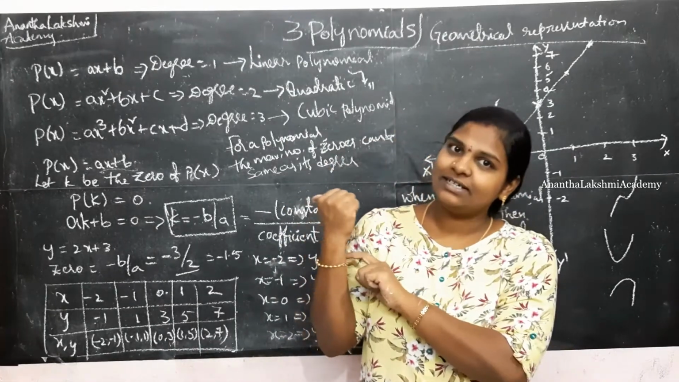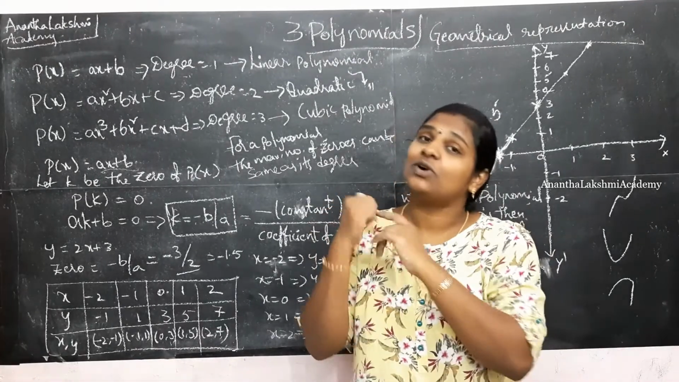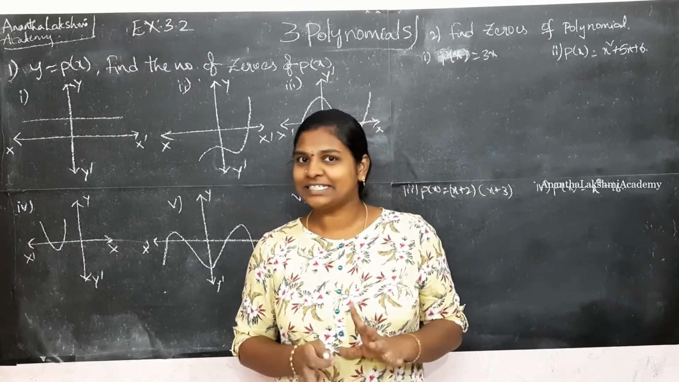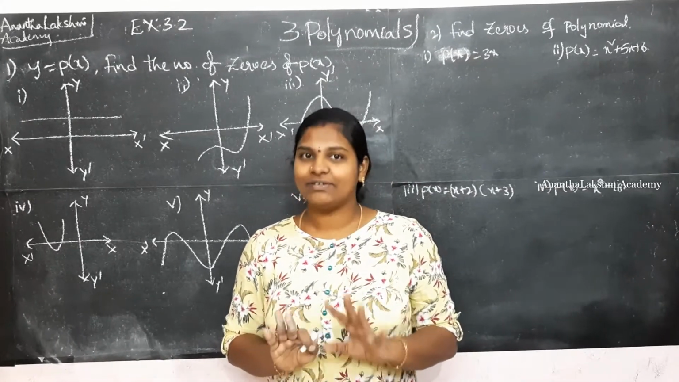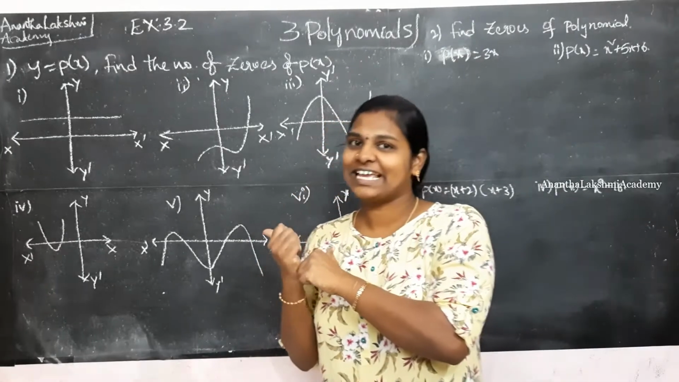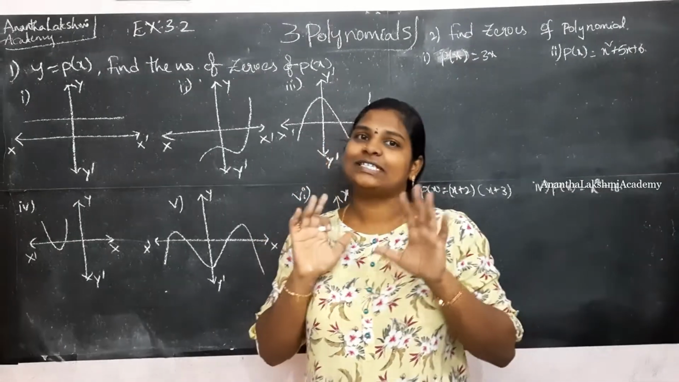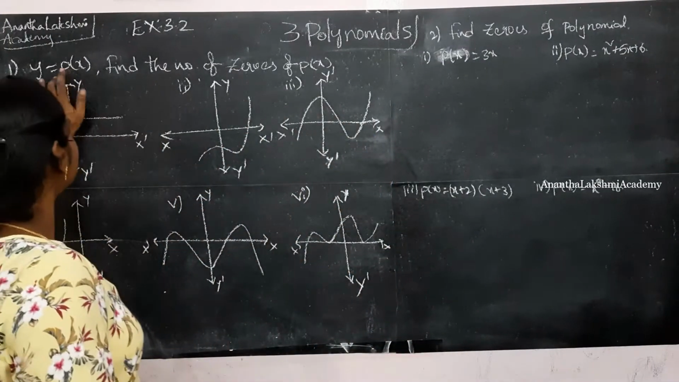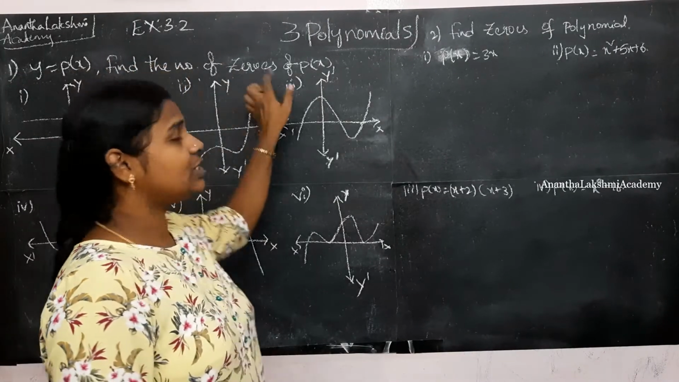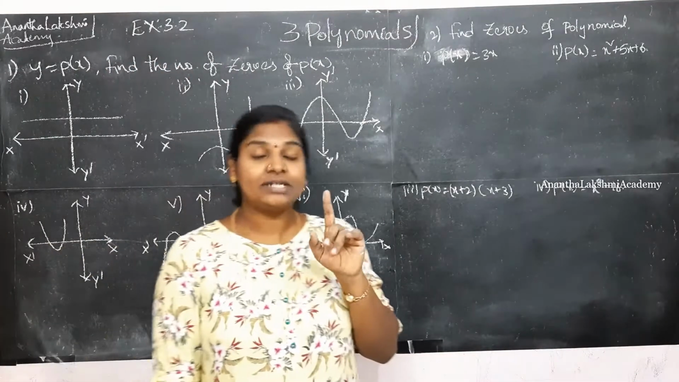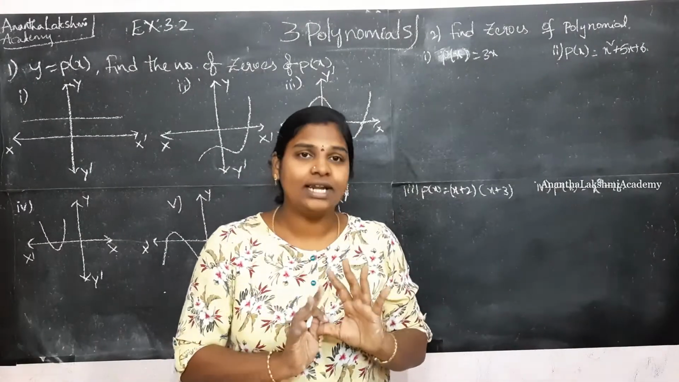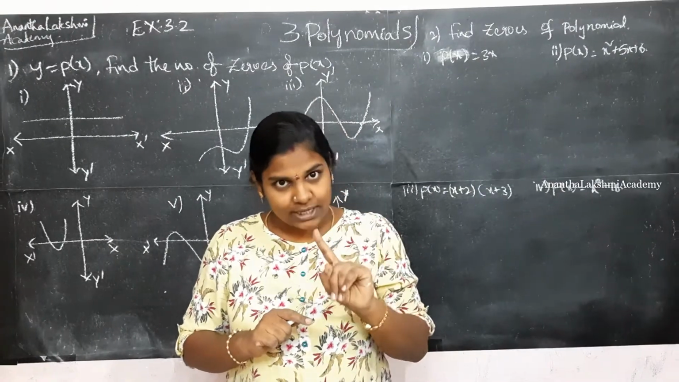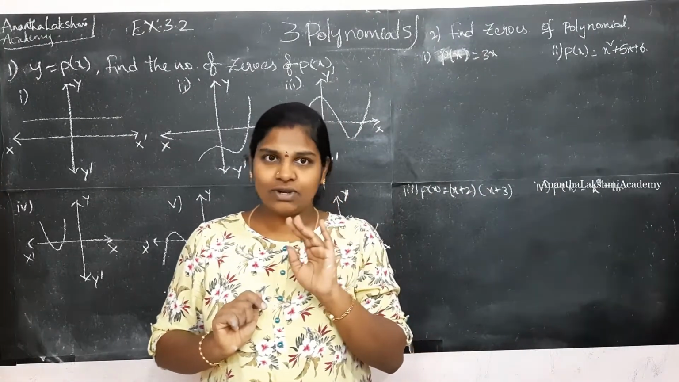By then I'll be ready with the exercise problems already listed on the board. Alright, I hope you have already gone through the examples and the concept part that I asked you to refer to in the textbook. Now I am ready with the exercise problems listed on the board. So let's jump into it without any delay. The very first problem says y is equal to p of x, and we are asked to find the number of zeros of p of x. In the geometrical representation, I have told you that when the graph intersects the x-axis, the x-coordinate is said to be the zero of a polynomial.